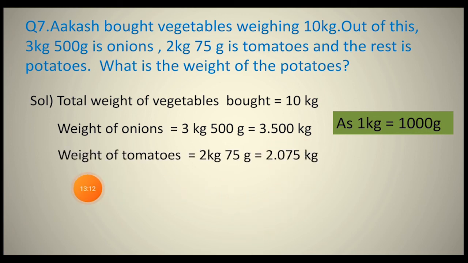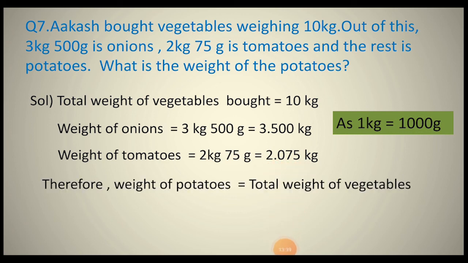Now the weight of tomatoes is equal to 2 kg 75 gram. In the question it was given, so by converting we have got here 2.075 kg. How have we got this? We have divided the numbers which are given with the unit gram by 1000. So we have got the complete thing converted in terms of kg, and that's what we got, 2.075 kg here for the tomatoes weight.